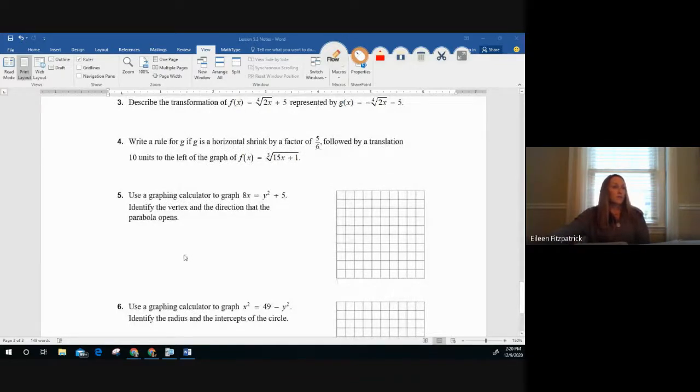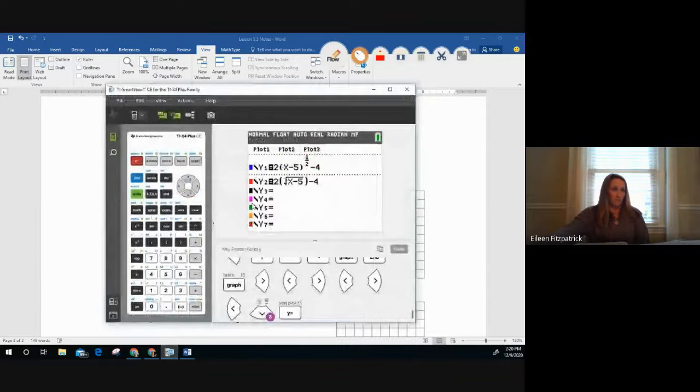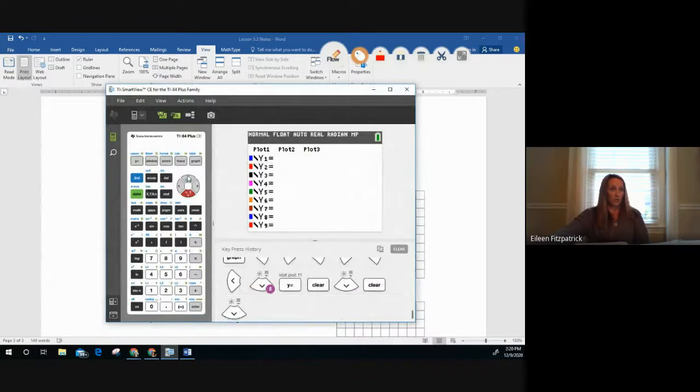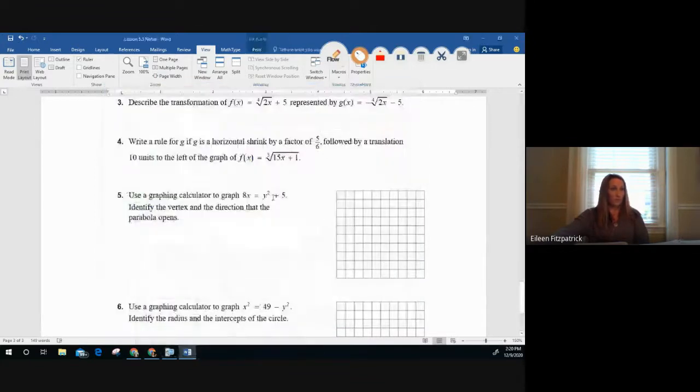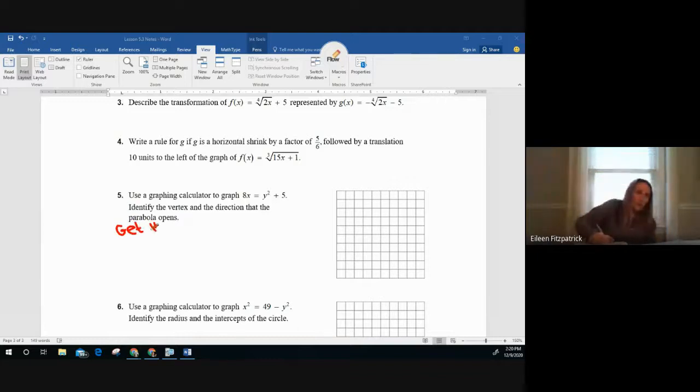Use a graphing calculator to graph 8x equals y squared plus 5. Identify the vertex and the direction that the parabola opens. Okay, so in order to use our graphing calculator, if you take a quick note, notice how we have to have it in y equals form, right? No matter what line I use, it's y equals. So first step is to get it in y equals form. So I want to get y by itself. So if I have 8x equals y squared plus 5, I'm going to subtract the 5 from both sides to start.